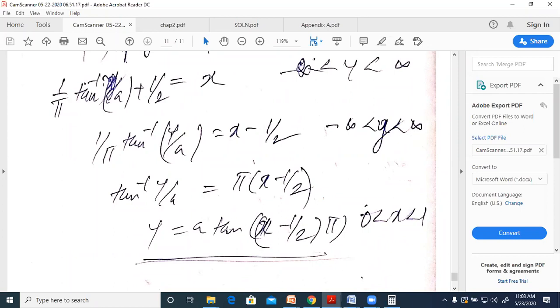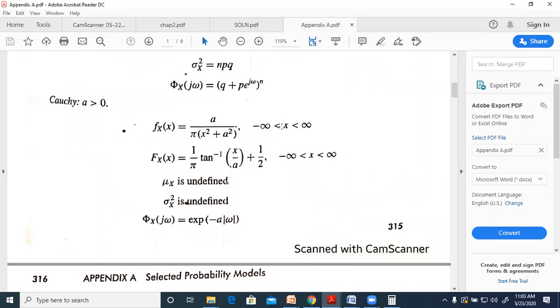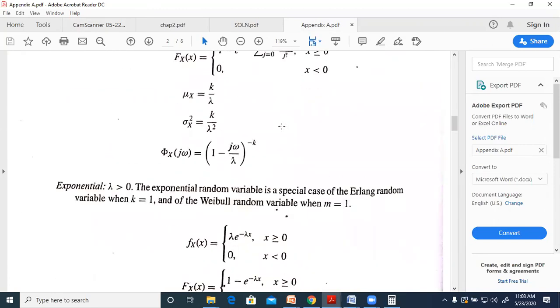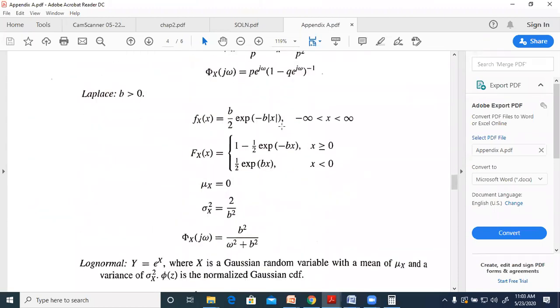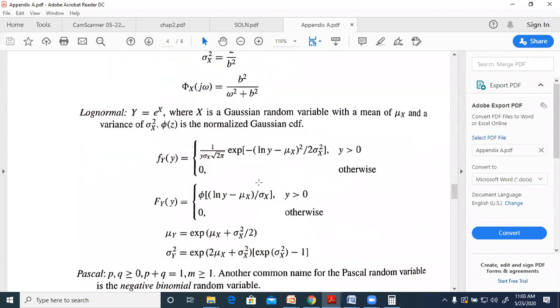Similarly, if the next one, Laplace, is given, we need to consider that Laplace equation and try to solve this and get it in terms of y. If it is Rayleigh, you can find from the appendix what is Rayleigh and substitute that and try to get it. So for Laplace, you need to consider both these: for x greater than 0 this one, and for x less than 0 this one, and try to solve that and get the value of y in those two cases. Similarly, you can consider for Rayleigh.